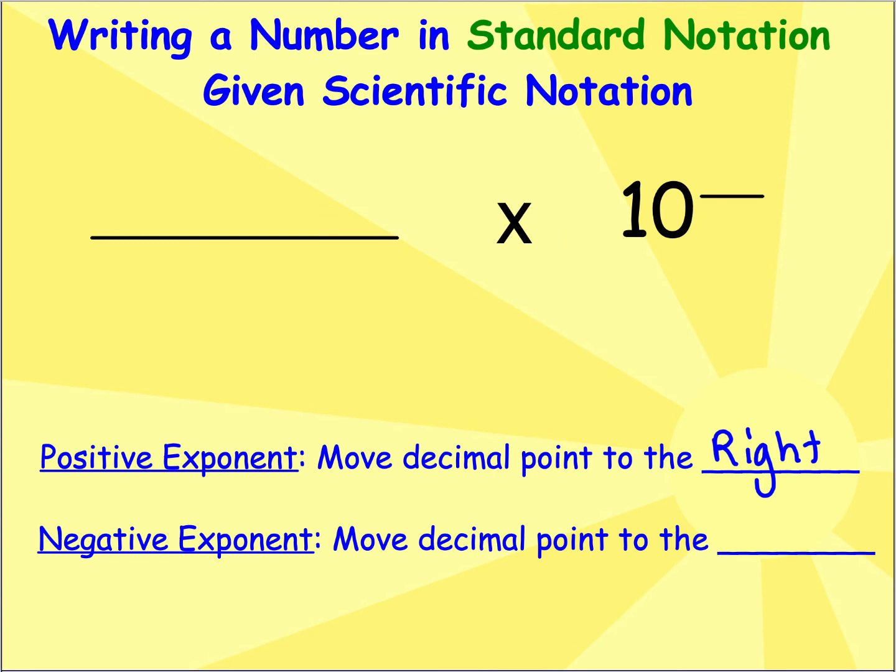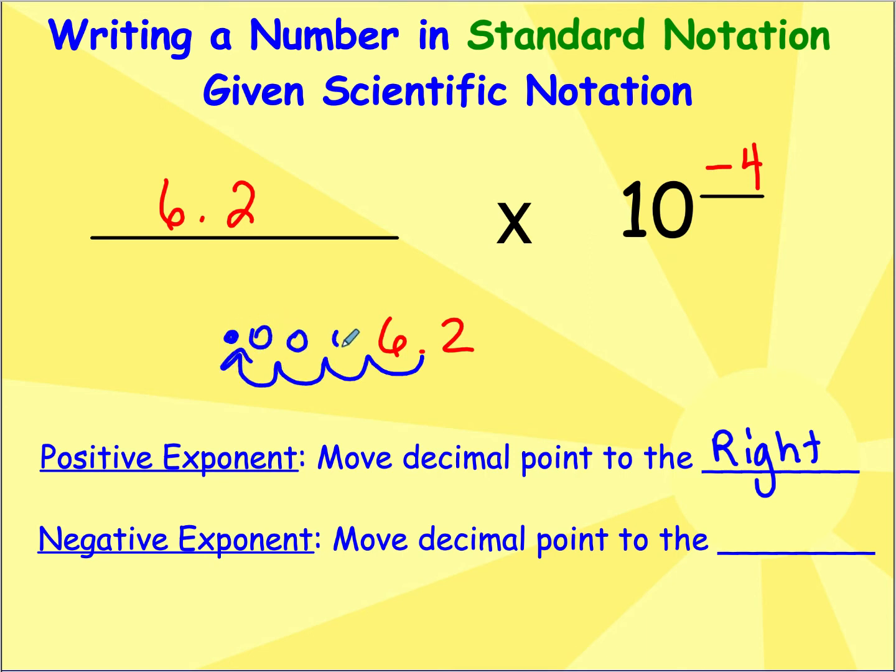Okay, so what about negative exponents? So let's say I have 6 and 2/10 times 10 to the -4. Well, remember, a negative exponent divides by 10 that number of times. So in this case, 10 to the -4 means divide by 10 4 times. And every time we divide by 10, it moves the decimal point to the left 1 digit. So 1, 2, 3, 4. That's my new decimal point. 1, 2, 3 zeros in between it and the first non-zero digit, 6.